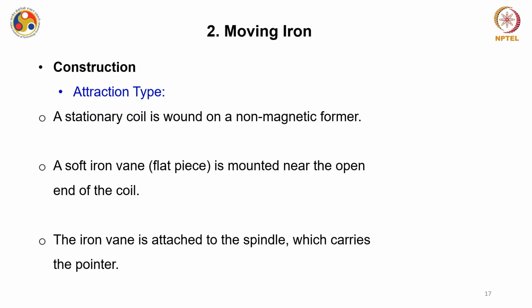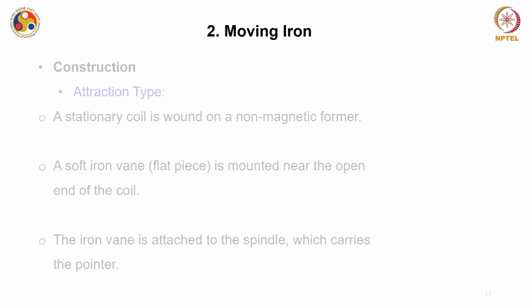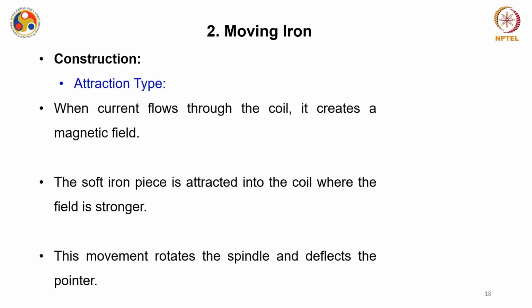In the attraction type of moving iron or MI instrument, a stationary coil is wound on a non-magnetic former that we have just discussed. A soft iron vane, which is nothing but a flat piece that we have seen, is mounted near the open end of the coil. This iron vane is attached to the spindle which carries the pointer. We will see the spindle system later on.